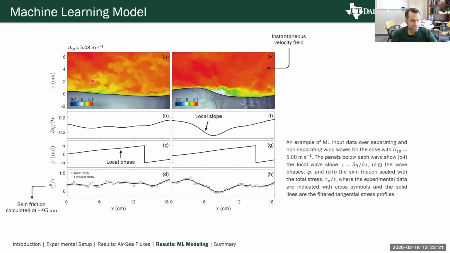So here's an example of the model input. What we need to input to the model is basically this profile. Once we have the profile, we can technically measure it. We can technically measure these profiles, right? And we can obtain other parameters like the wave slope here and the phase and also the skin friction drag. So we use this one to develop the model.